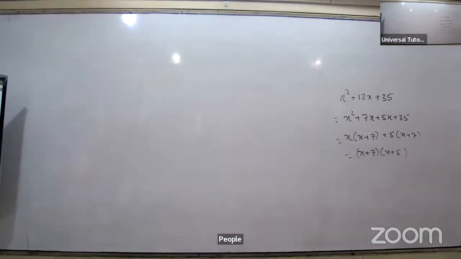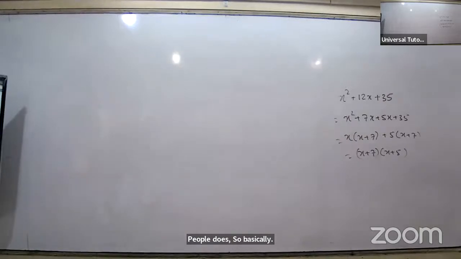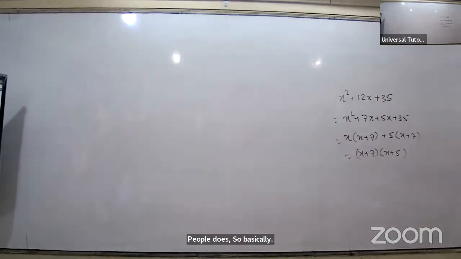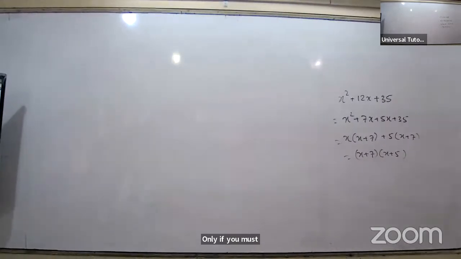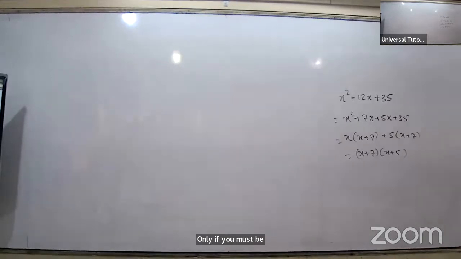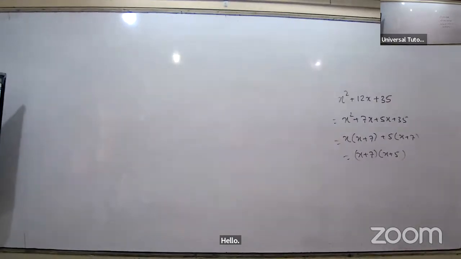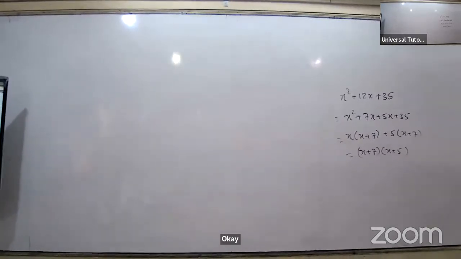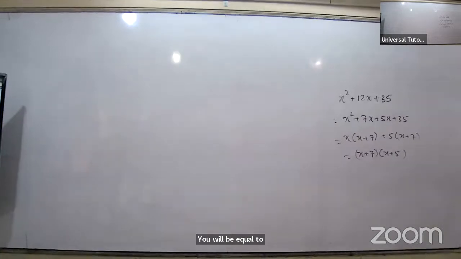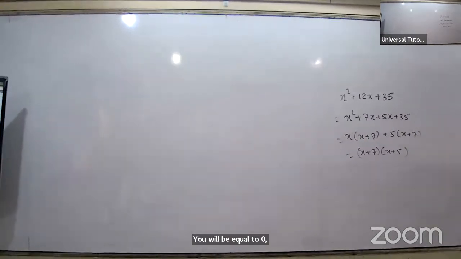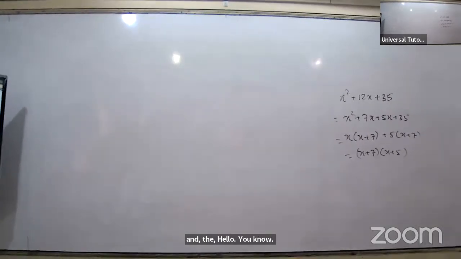I said, what is the identity for A cube plus B cube plus C cube? It's a conditional one. If A plus B plus C is equal to 0, then A cube plus B cube plus C cube is equal to 3ABC. Sit down.